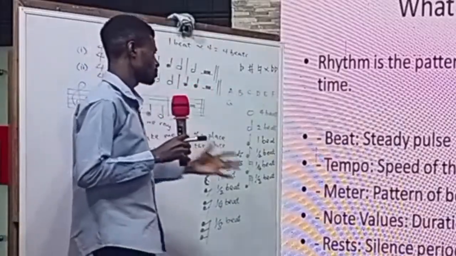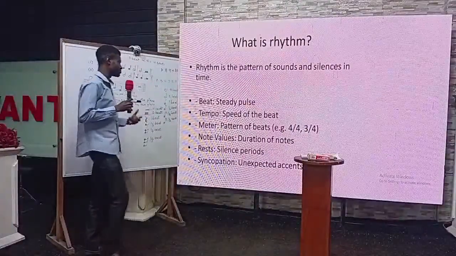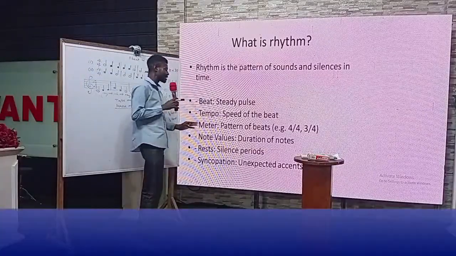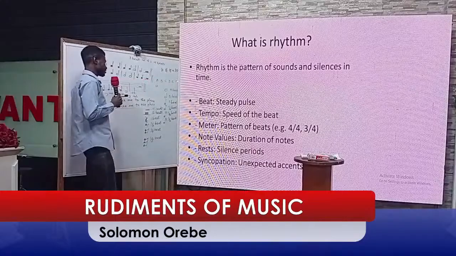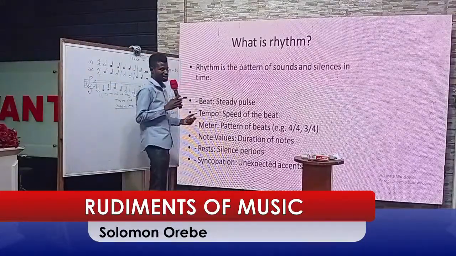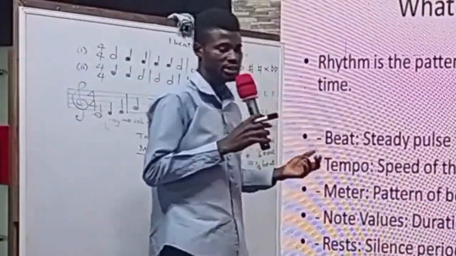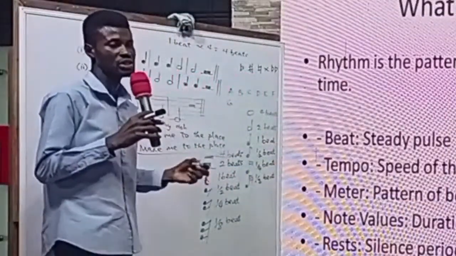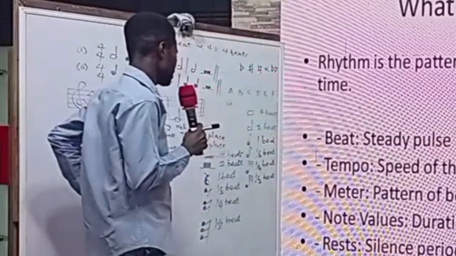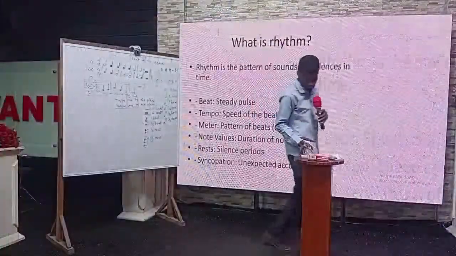We call it syncopation. So what we are trying to say is that as far as rhythm is concerned, we can have syncopation in music. We can have unexpected accents in music. All these are combined together to give lovely rhythms in music. Syncopation makes songs beautiful. Very, very beautiful. All right, so that is rhythm.